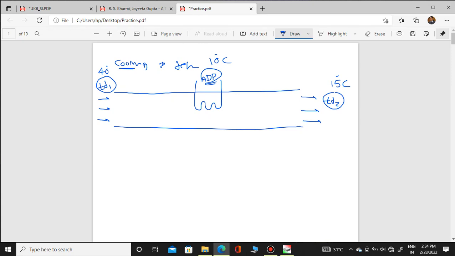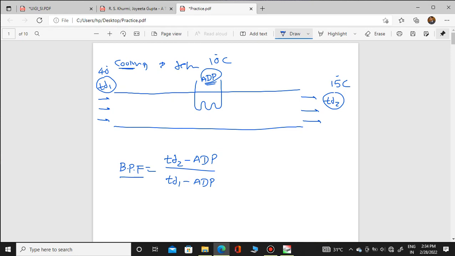So now we can find out the bypass factor. In this case the bypass factor will be the temperature that remains, that is, TD2 minus ADP, divided by the maximum possibility, TD1 minus ADP. So this is how we can find out the bypass factor. Clear? This is for the cooling and dehumidification process.